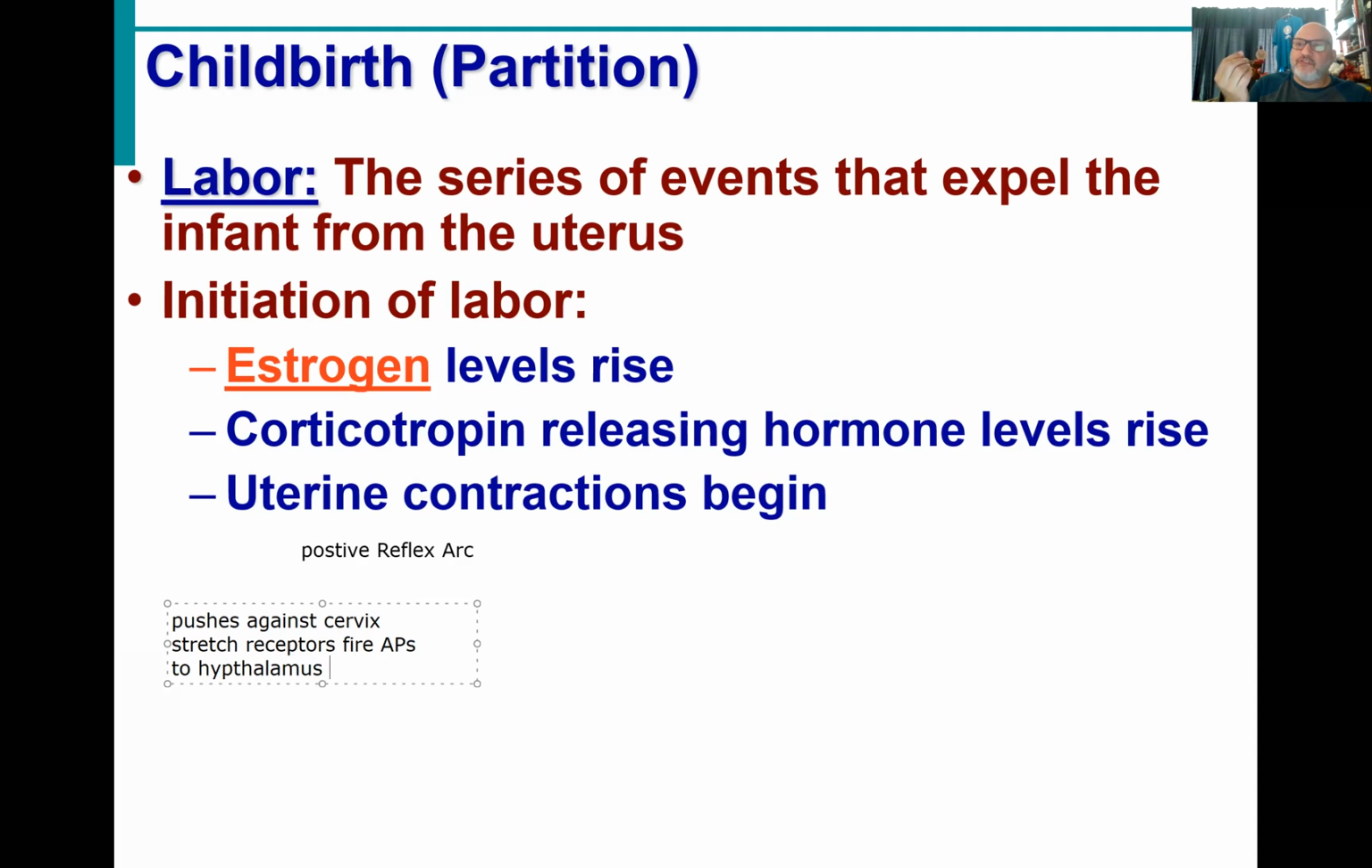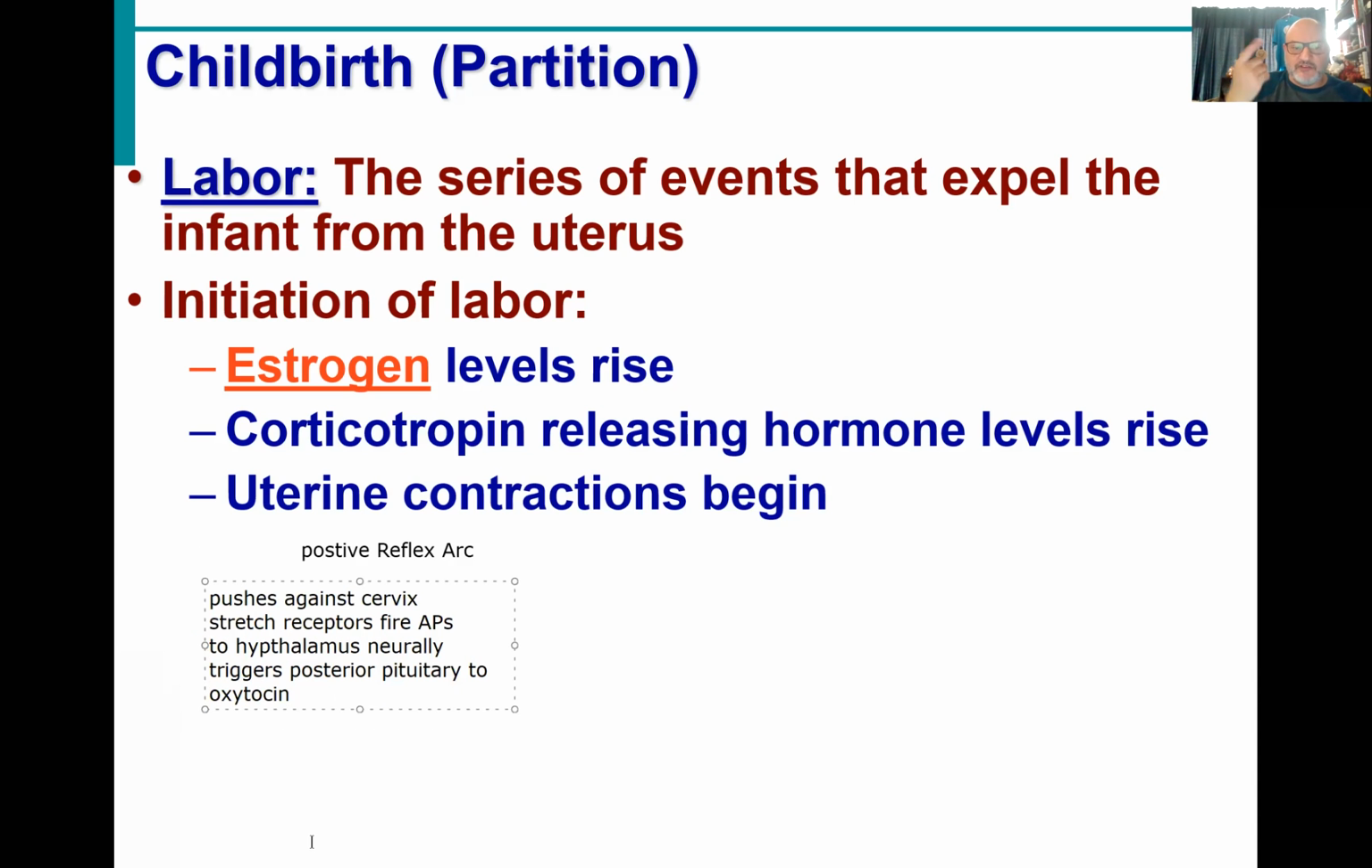The hypothalamus fires an action potential, and neurally triggers the posterior pituitary to release oxytocin. Oxytocin causes the uterus to contract. And when the uterus contracts, baby pushes harder on the cervix. And as it pushes harder on the cervix, we get more action potentials, more oxytocin is released, stronger contractions, and we get that positive feedback reflex arc.